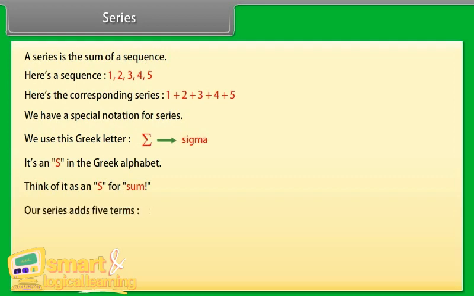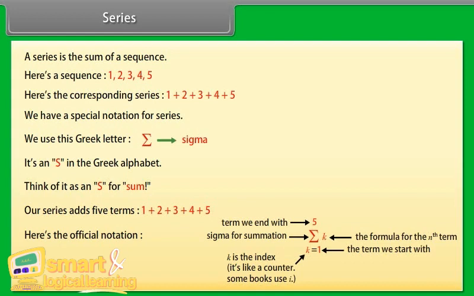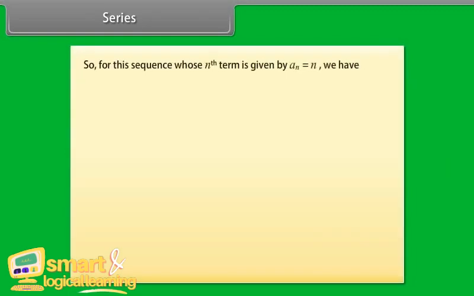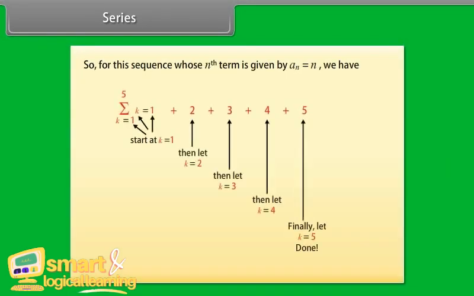Our series adds 5 terms, 1 plus 2 plus 3 plus 4 plus 5. Here is the official notation. Summation from k is equal to 1 to 5 of k. So, for this sequence, whose nth term is given by an is equal to n, the summation can be found as given and it is found to be 15.